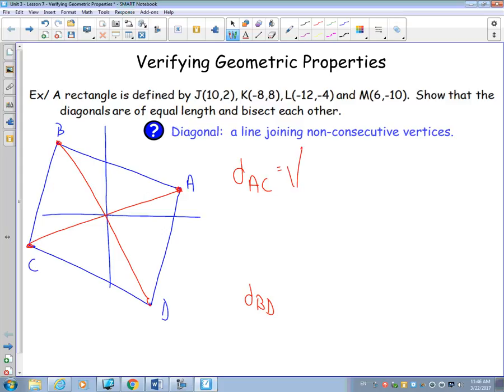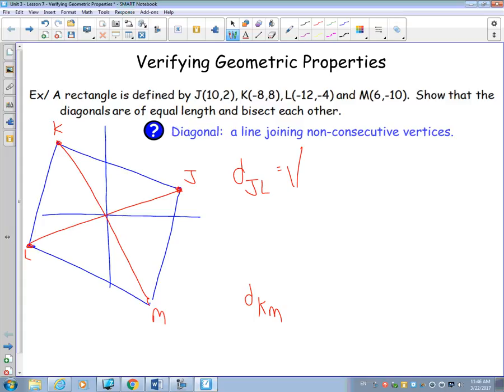So let's give it a try. So A to C. Oh, no, sorry, not A to C. We're not using A's and C's. We've got to fix that. J to L and K to M. I used the wrong letters here. Sorry, I'll fix that. This is J, K, L, and M.